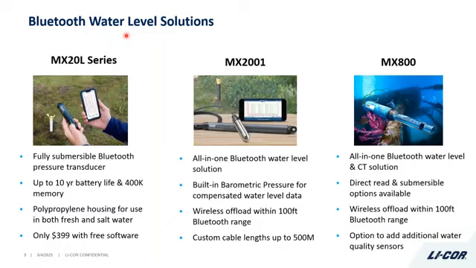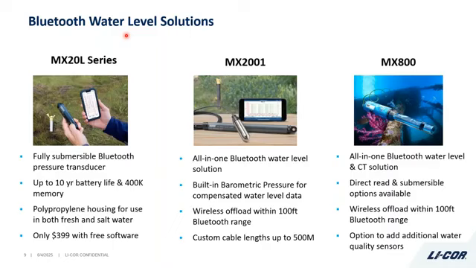Along with the U20L being one of the most economical pressure transducers on the market, this is only $399. And what's great about this one is there's no software. It's a free app. There's no shuttle that you have to pay for. This is actually even more economical depending on the deployment. Again, one of the most economical loggers on the market.